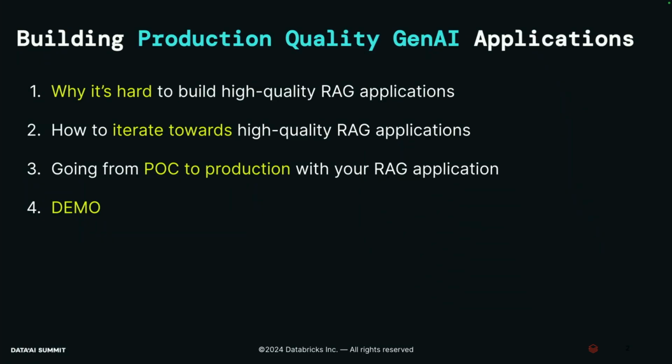What we're going to be working through today is really just focusing on building production quality Gen AI applications. So we'll first be laying out why it is hard to build high quality Gen AI applications. We'll be focusing for the majority of this on RAG applications and primarily RAG over unstructured data. We'll then be laying out the steps that you need in order to iterate towards high quality Gen AI applications, and then what it means to go from proof of concept to production with your RAG application. Eric is then going to walk us through a demo just to show you what this all looks like practically on Databricks.